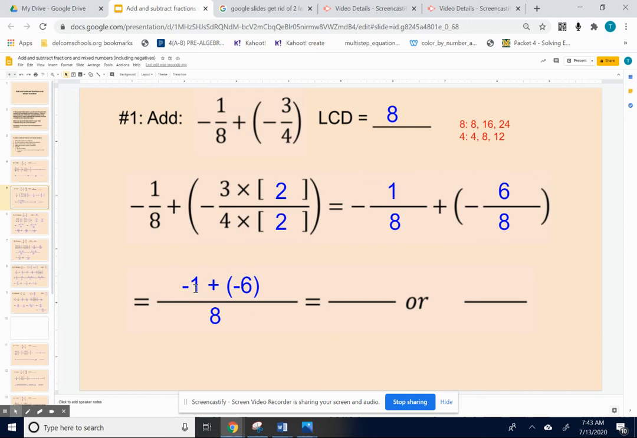Okay, you should have gotten negative 1 plus negative 6 is negative 7, and keep the 8. Negative 7 over 8. That is reduced. Okay, we're lucky. It is reduced. But just know that that negative 7 over 8 could also be written as a negative 7 over 8.